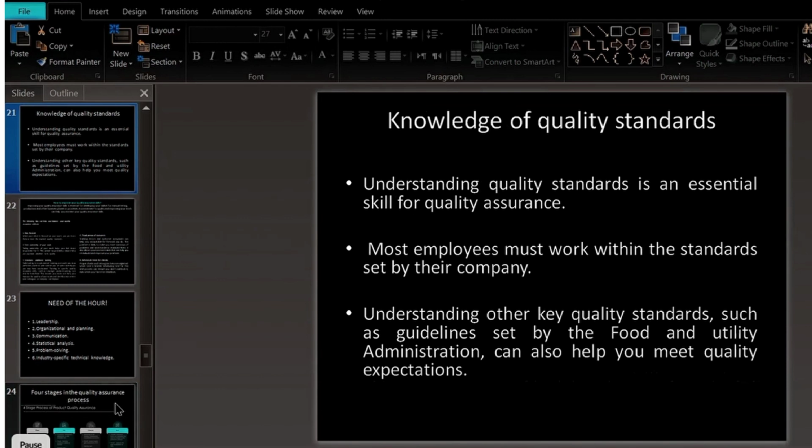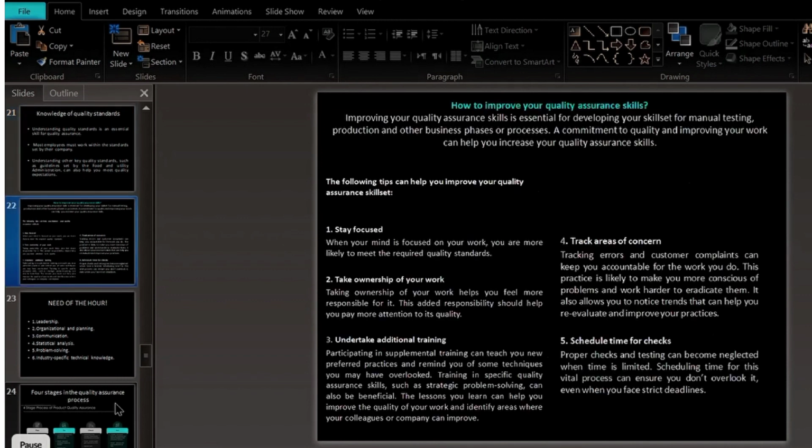And knowledge of quality standard क्या है? Understanding quality standards is actually an essential skill for quality assurance. Most employees must work within the standards set by their company. Understanding other key quality standards, such as guidelines set by any authority, can also help to meet the expectations. अब आ जाते हैं इस simple question की, that is how to improve your quality assurance.